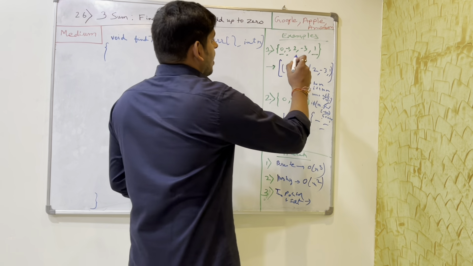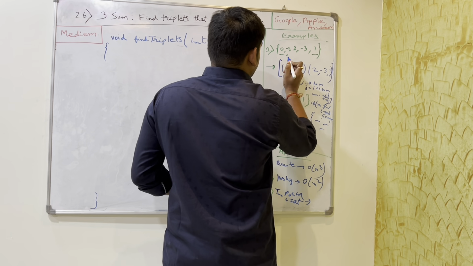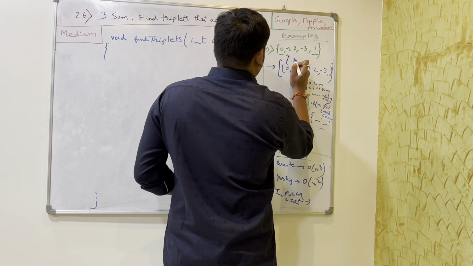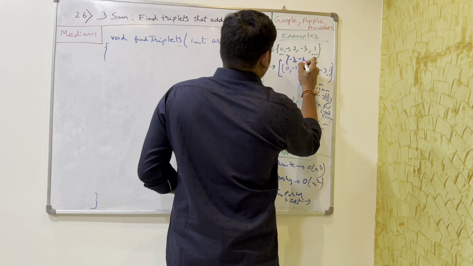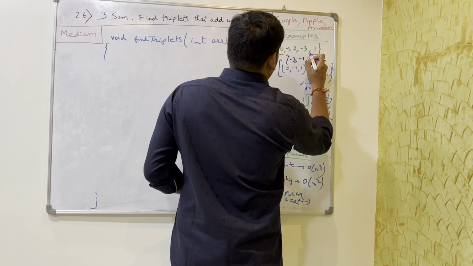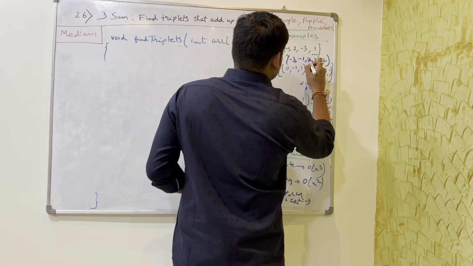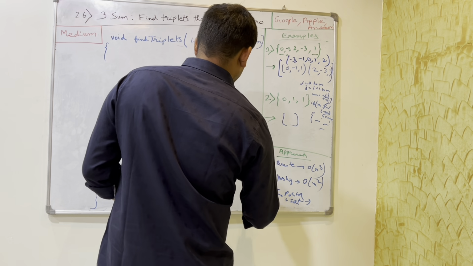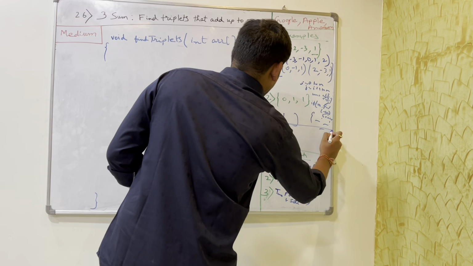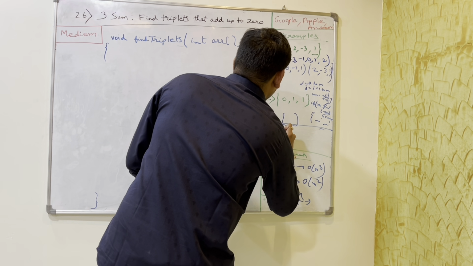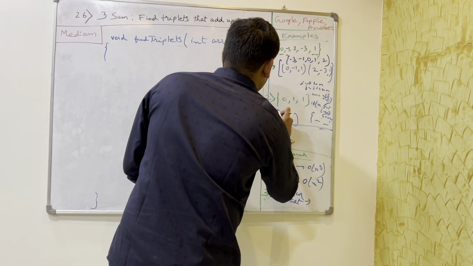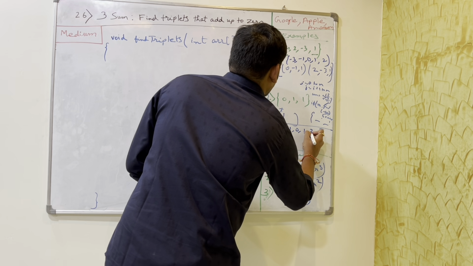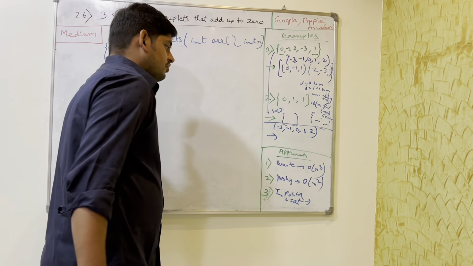Suppose these are the numbers, 0, minus 1, and so on. If we take this example and sort them, our numbers would be minus 3, minus 1, 0, 1, 2. I should write it over here. So after sorting, we have this sorted array: minus 3, minus 1, 0, 1, 2.